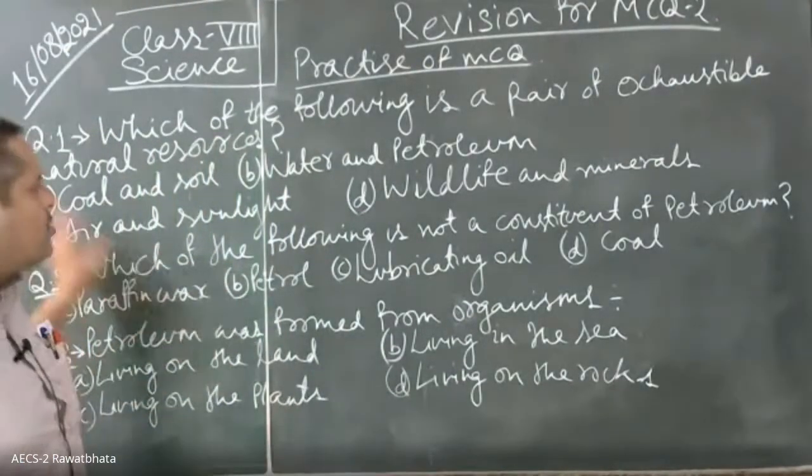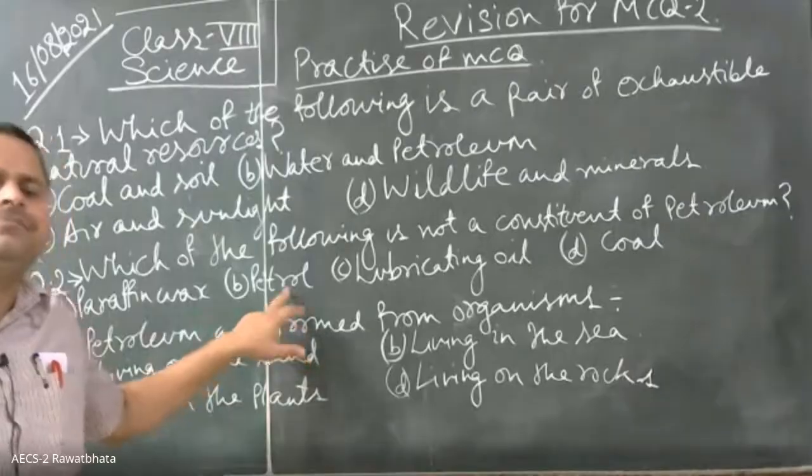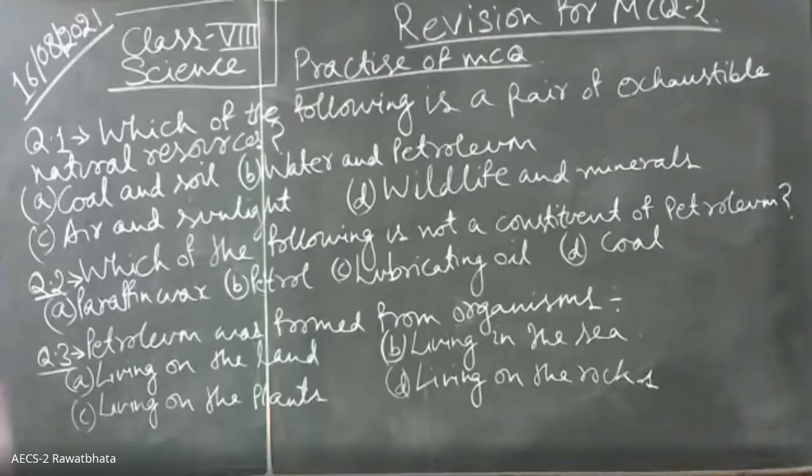Second question will be answered by Kushagra Sohel. Read out the question. Which of the following is not a constituent of petroleum? First option is paraffin wax. Second is petrol. Third is lubricating oil. D is coal. Sir, the correct answer is coal. Okay, very good.